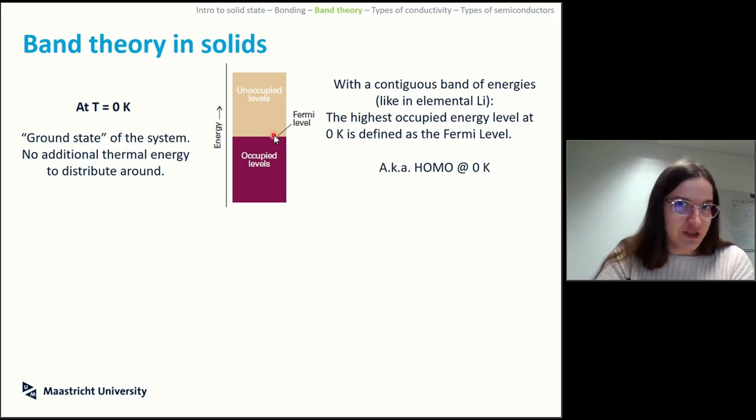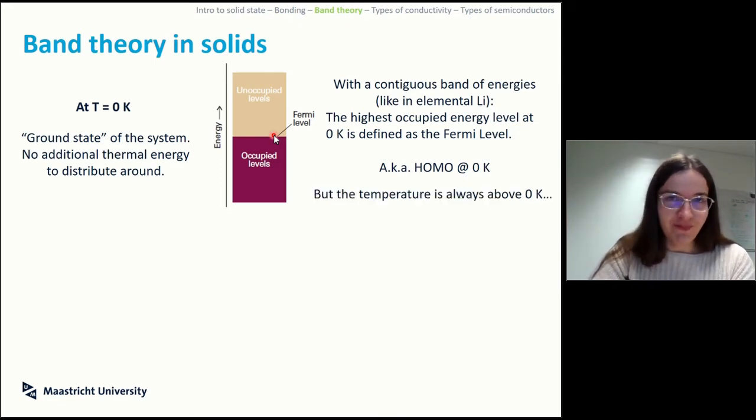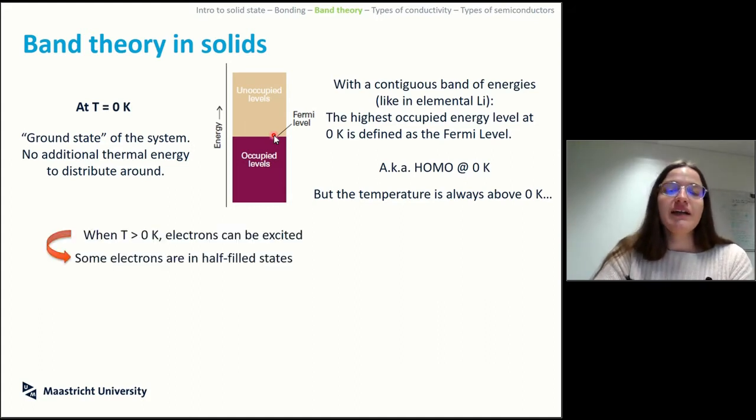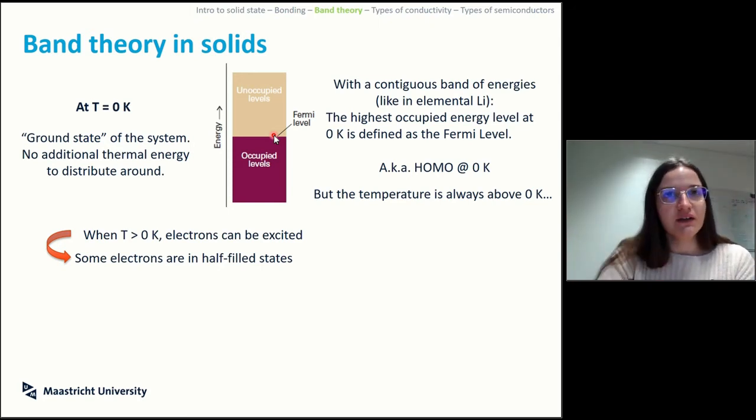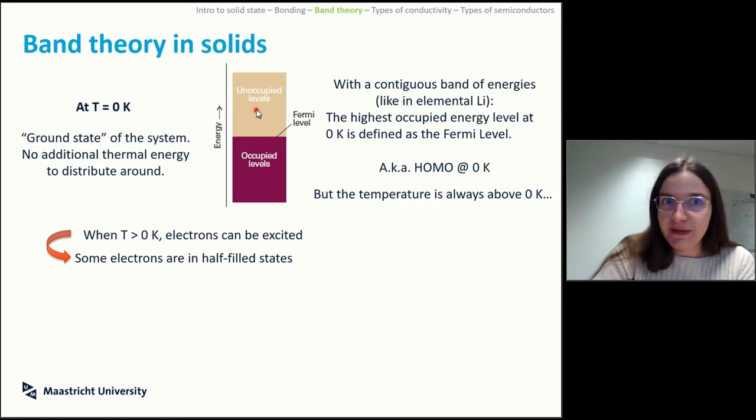Now, you have a tiny issue, which is, as you might very well know, the temperature of 0 Kelvin is A, not the usual, B, not even really achievable. So when you are in a state of having thermal energy, so something extra to give to your system at any temperature that is above 0 Kelvin, some electrons might find themselves with enough energy to actually jump into one of the unoccupied states. Why? Because they're just there.